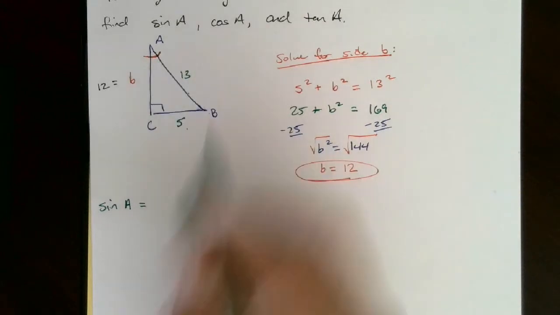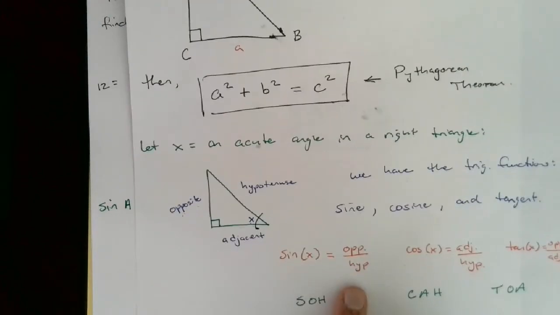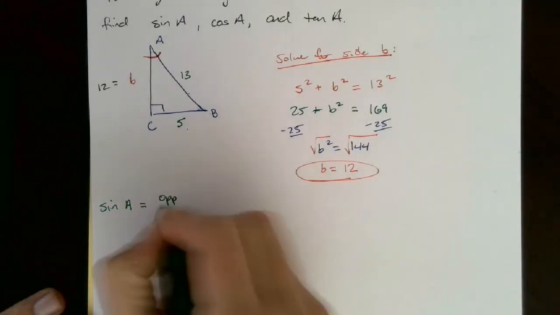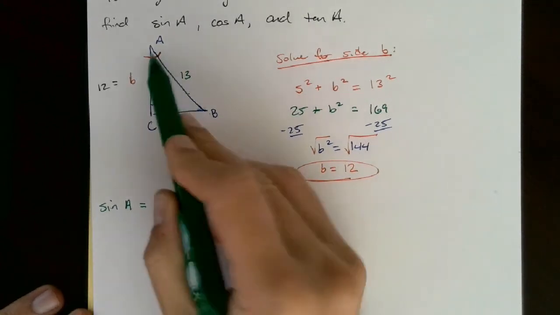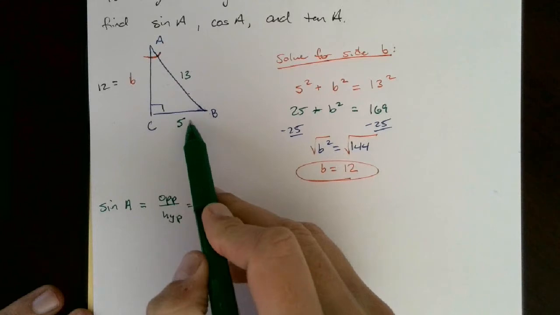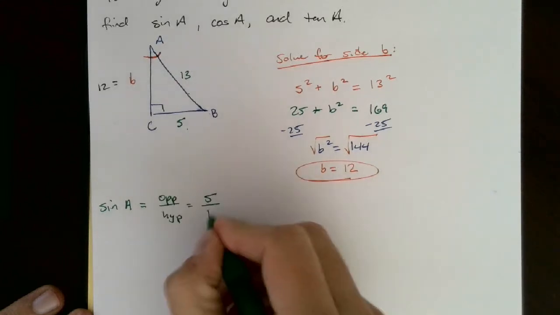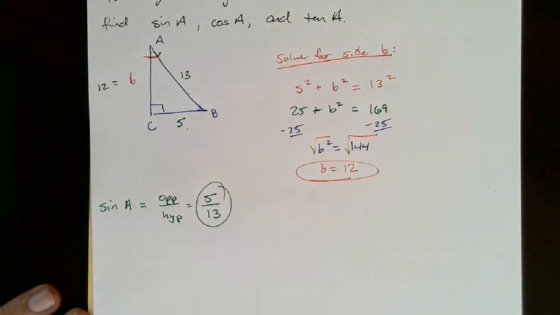So the sine of A is what? Well, what's the relationship for sine? Sine is opposite over hypotenuse. So the sine of A is opposite over hypotenuse. Here's A. What's opposite of it? Opposite of it is 5 over the hypotenuse, which is 13. So the sine of A is 5/13, and that's your answer. Unless we ask you to make it a decimal, you want to keep it as a fraction.